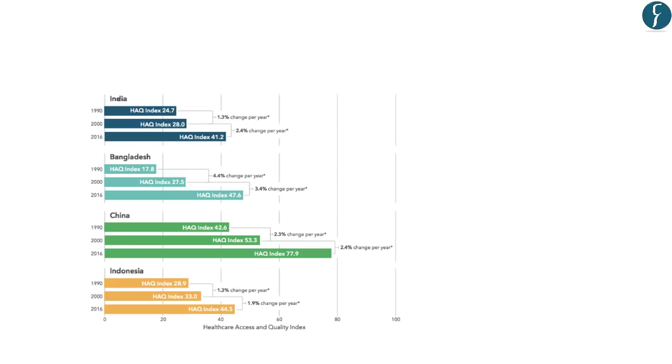Now, there is another map which compares the health quality index for India with that of Bangladesh, China, and even Indonesia. Here we can see in the 90s, our healthcare index was 24.7, whereas that of Bangladesh was 17.8, China 42.6, and Indonesia 28.9. So Bangladesh was much below India, whereas comparing in 2016, our index is at 41.2, whereas the Bangladesh index is a bit higher at 47.6, whereas China is way ahead at 77.9.